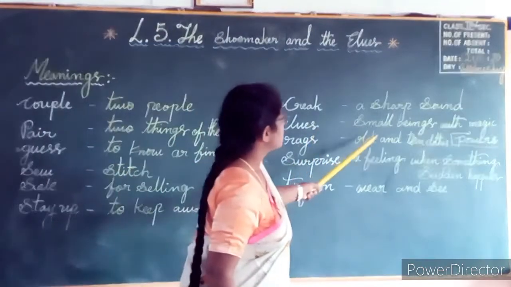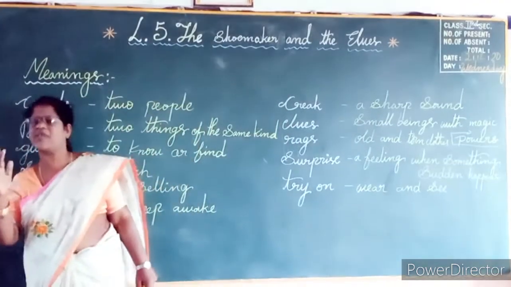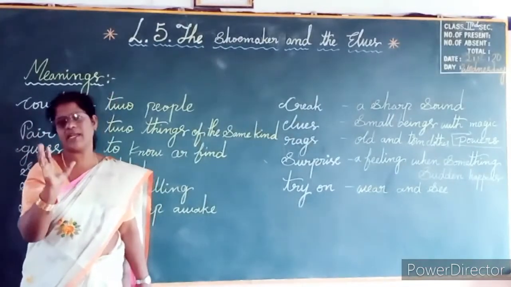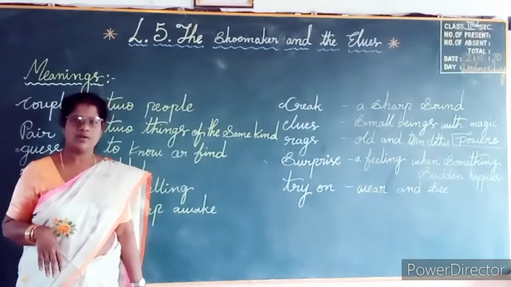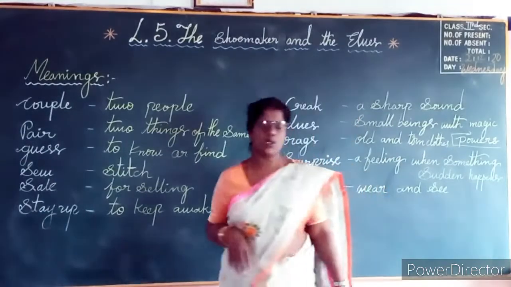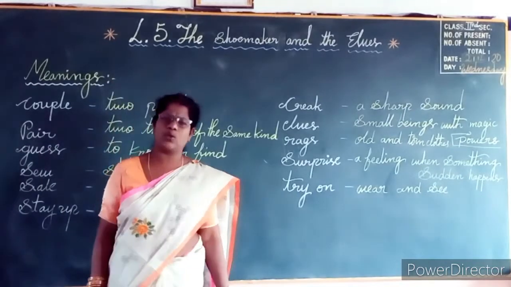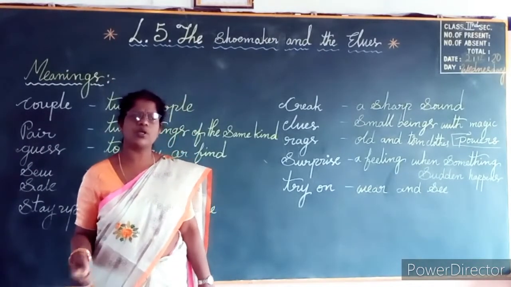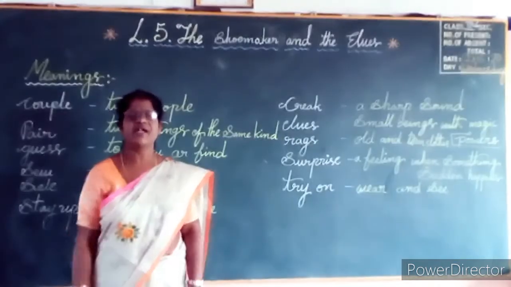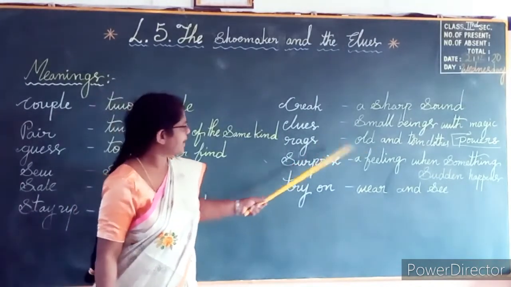Next, elves: small beings with magic powers. I said they are children who came from God, but they have some powers in order to do this kind of work. Next, rags: old and torn clothes. Rags is nothing but the torn clothes those two children used to wear, clothes which are very ugly and torn. Those types of shoes or clothes are called rags.